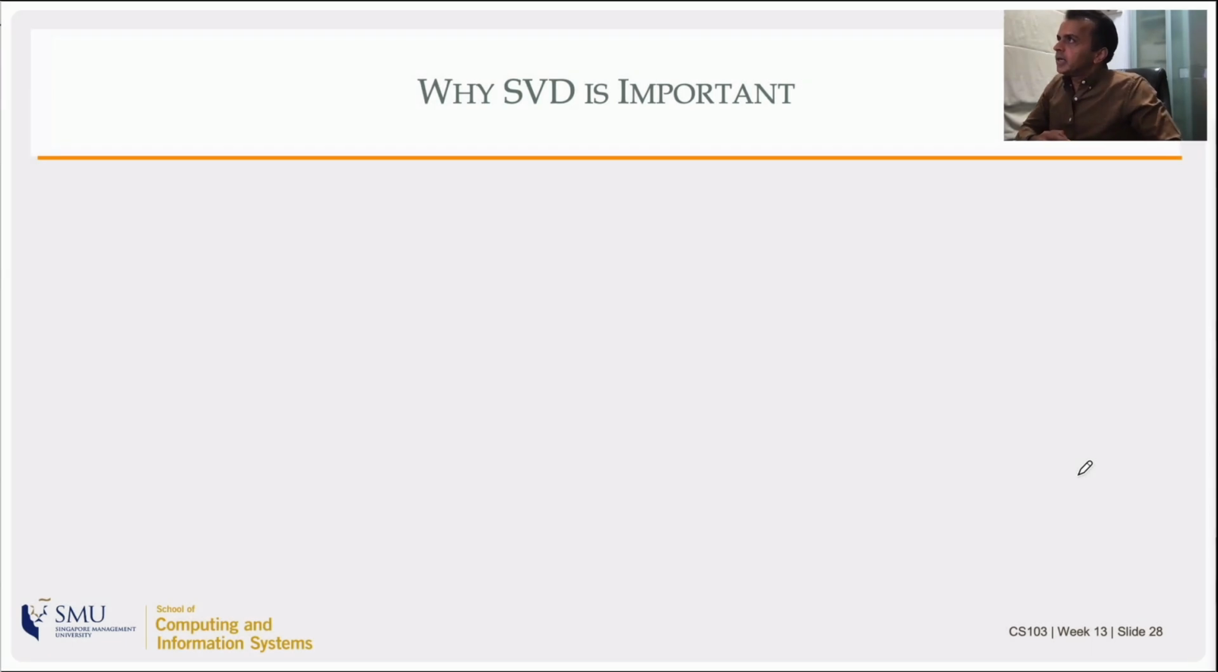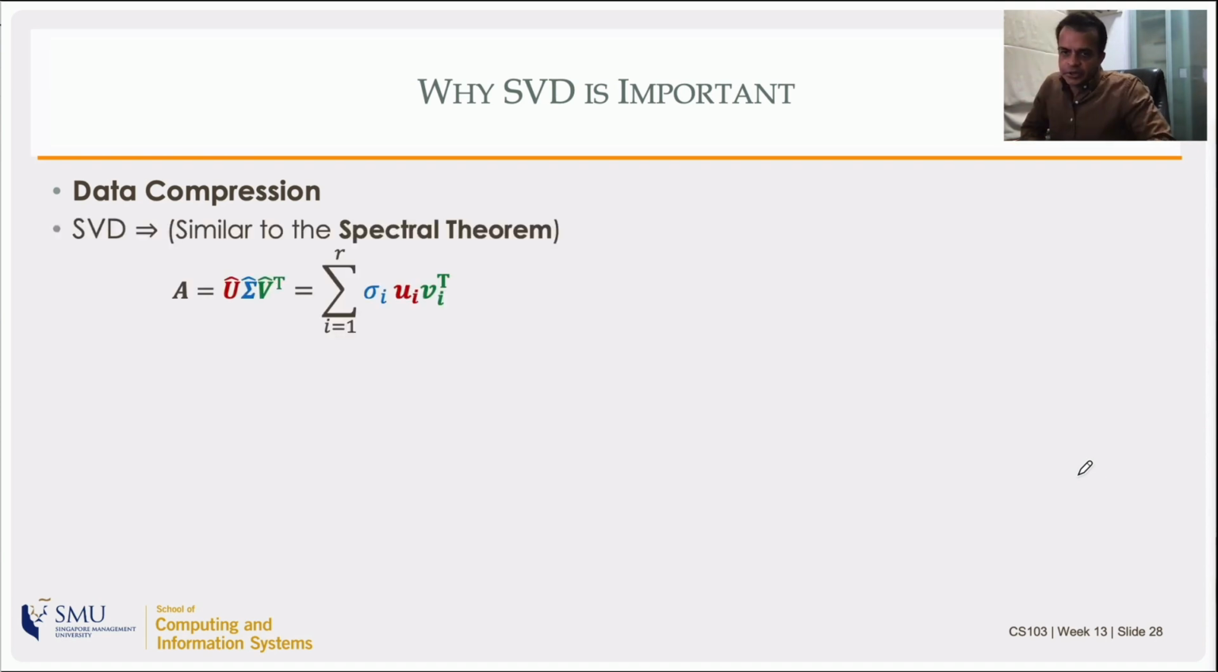Okay, now let's look at the significance of SVD. It is used in data compression, much like the spectral theorem. Remember, when we could write A as Q lambda Q transpose, we could write it out as a sum of a series of matrices. Similarly, we can do it here also.